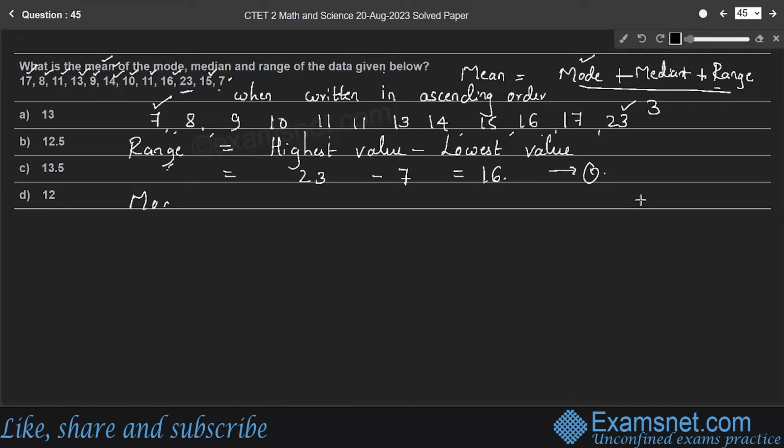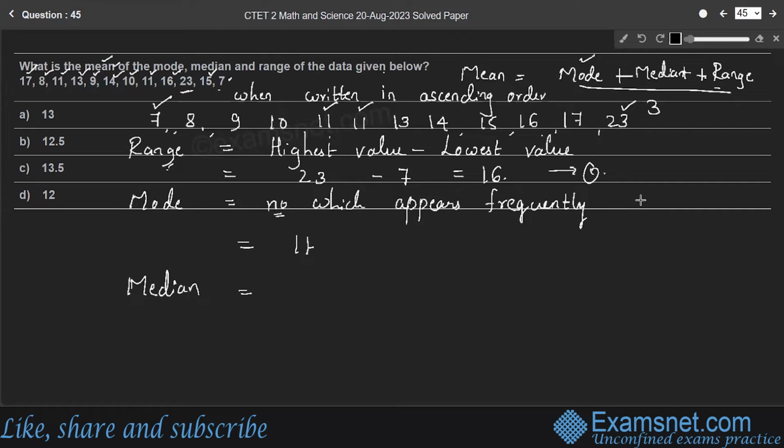So here, mode of a given data means the number which appears maximum times in the given data. So in the given data set, the number 11 appears twice, right? Therefore, mode of the given data is 11, right? So the number which appears maximum times or frequently, which is equal to 11. 11 is mode. So whereas median, what is median of a data set?